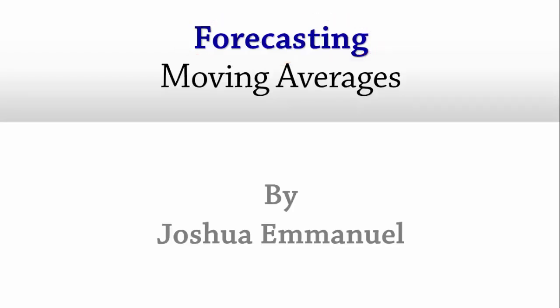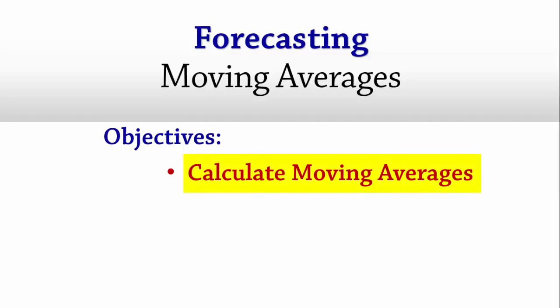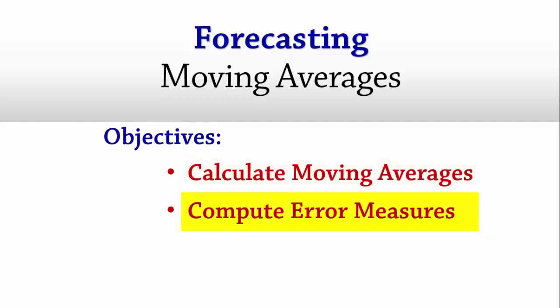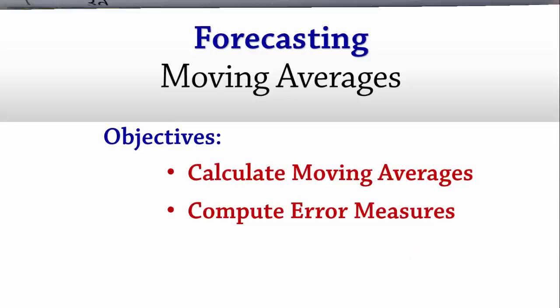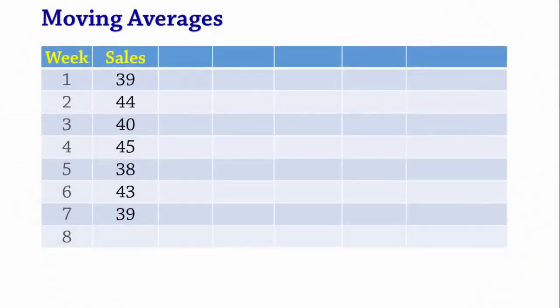In this video, we'll be calculating moving averages and we'll also be computing error measures. The error measures we'll be calculating are the mean absolute deviation, the mean squared error, and the mean absolute percent error. We'll be using this historical sales data here collected over a period of 7 weeks. We will be calculating 3-week moving averages and also compute a moving average forecast for week 8.